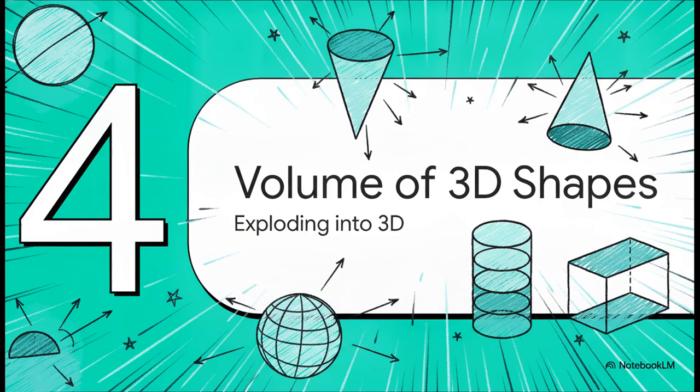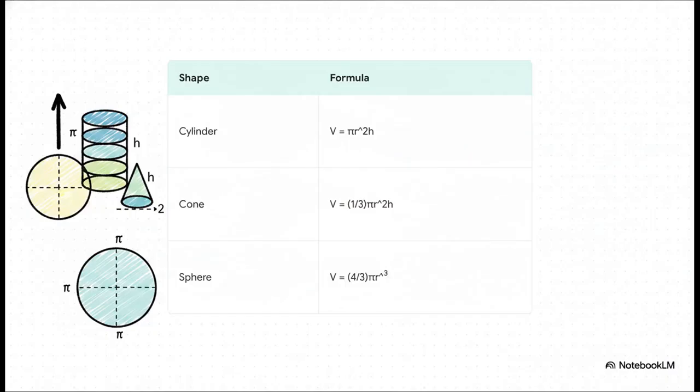All right, Section 4, Volume of 3D Shapes. This is where we explode outward into the third dimension, seeing exactly how these flat circles form the bases of physical objects. I absolutely love looking at how these formulas logically build on one another. The cylinder formula literally just takes our 2D circle area, pi r squared, and stacks it up by a height h. It's just area times height. Then, brilliantly, if you want the volume of a cone with that exact same base and height, it's exactly 1/3 the volume of that cylinder.